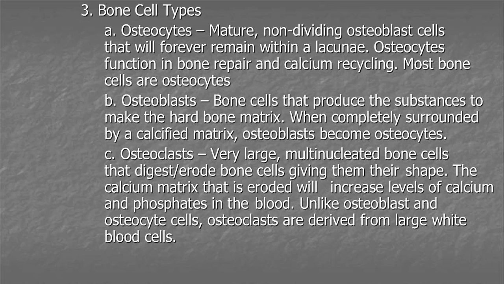So remember how we said that one of the main functions of the skeletal system was to store minerals? This is where it's stored. These osteoclasts are what release them and allow them to travel throughout the bloodstream and be used in other places. So again, keep in mind, osteoblasts build bone, osteoclasts dissolve it, and osteocytes are the most common bone cell type.